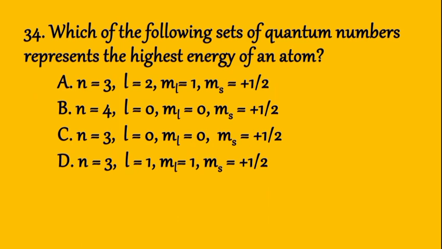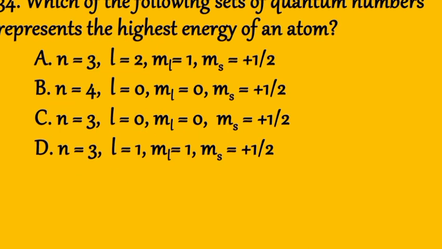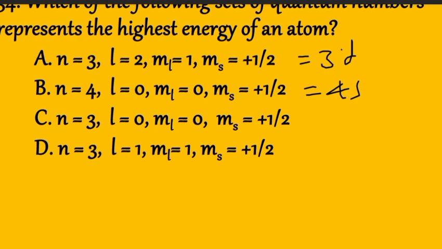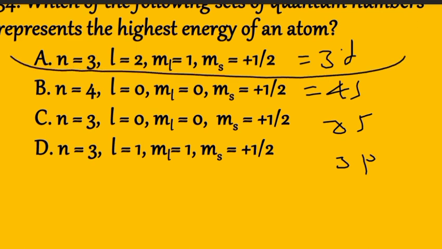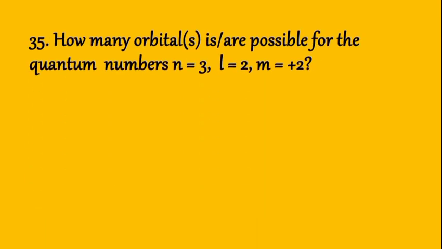Question 34: which of the following sets of quantum numbers represents the highest energy of an atom? n3 l2 means 3d, n4 l0, n3 l0, n3 l1. If you know n and l, you can determine the energy. So n3 l2 means 3d, n4 l0 means 4s, n3 l0 means 3s, and n3 l1 means 3p. So the answer is A, 3d has the highest energy.